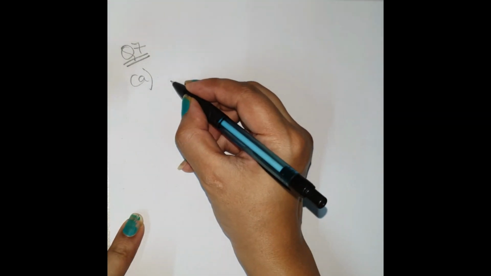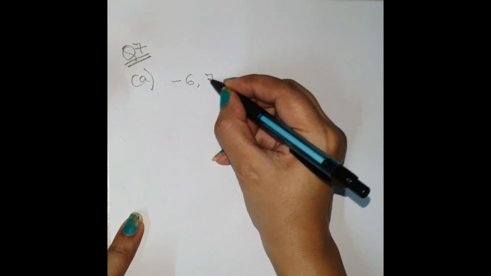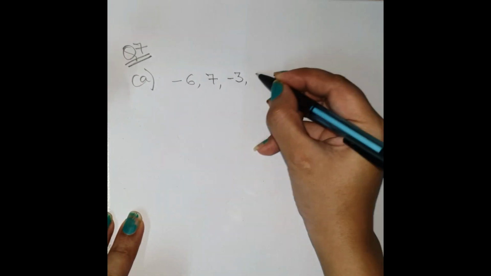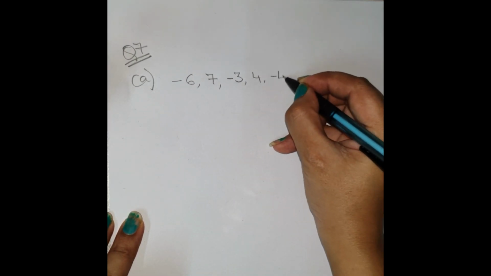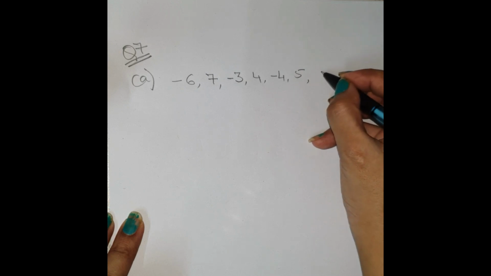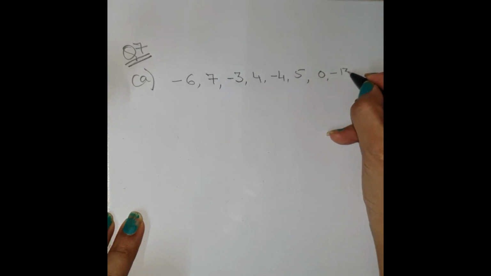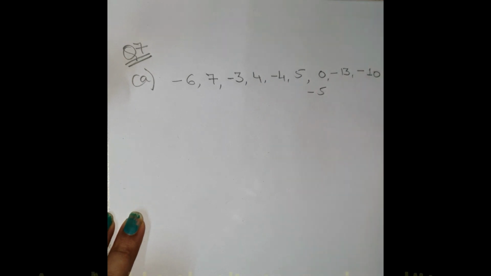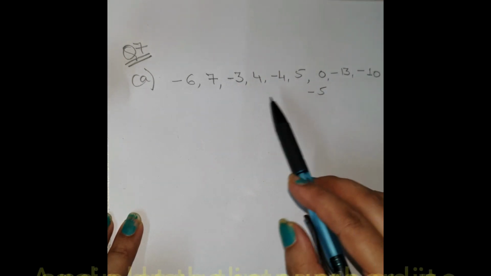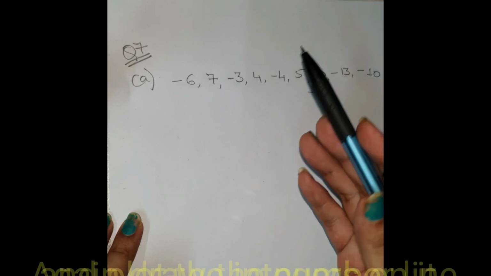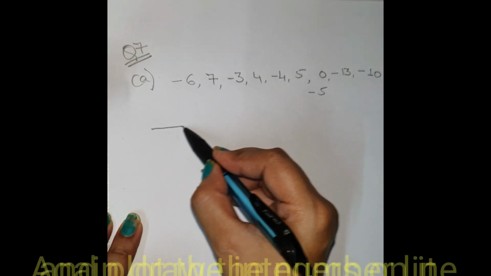See how to solve it. I am telling you practically. The numbers are minus 6, 7, minus 3, 4, minus 4, 5, 0, minus 13, minus 10 and minus 5. So these are the numbers which we have to plot on the number line.